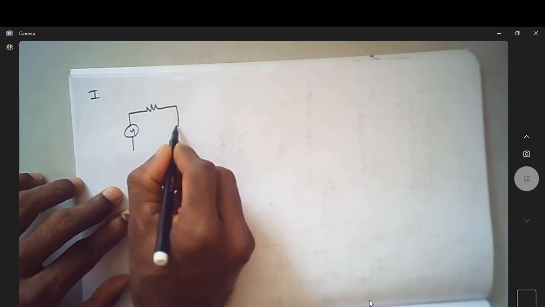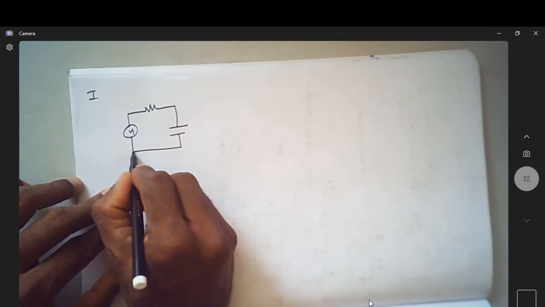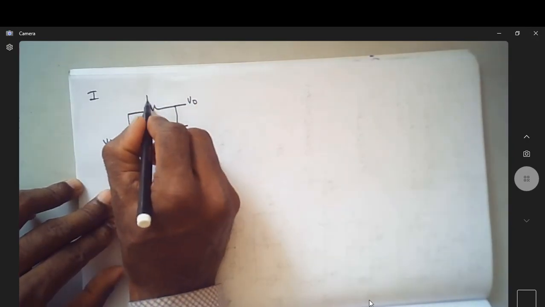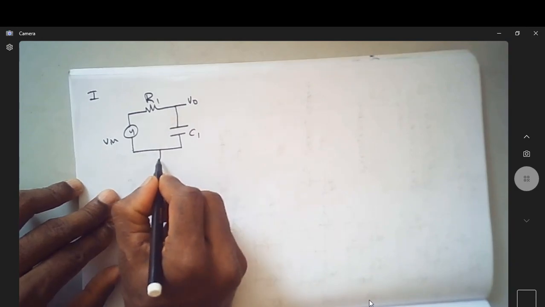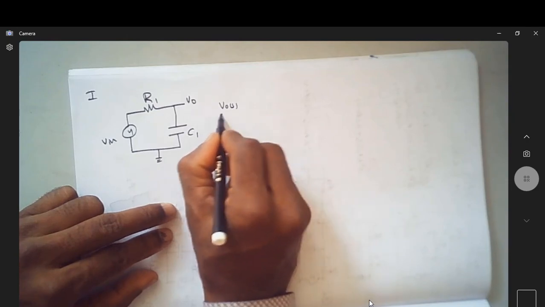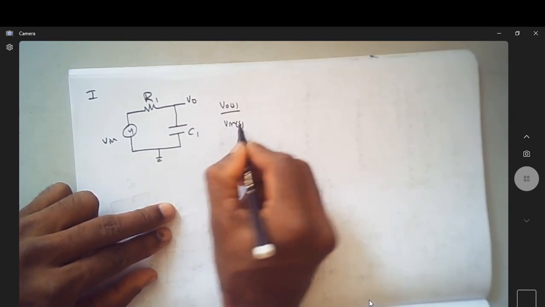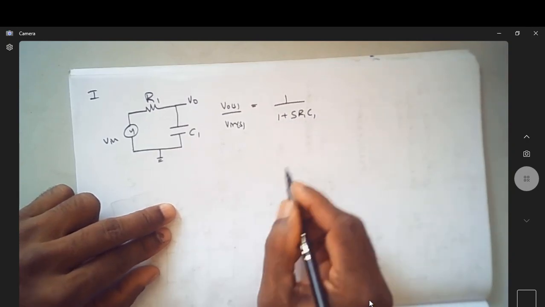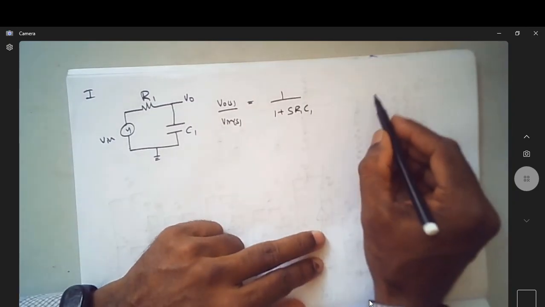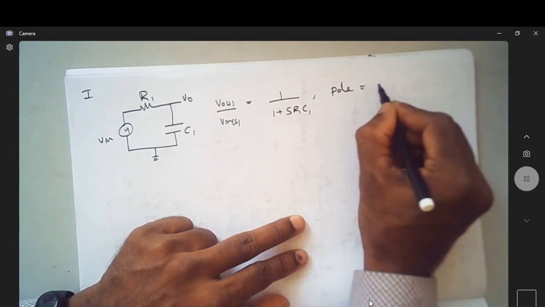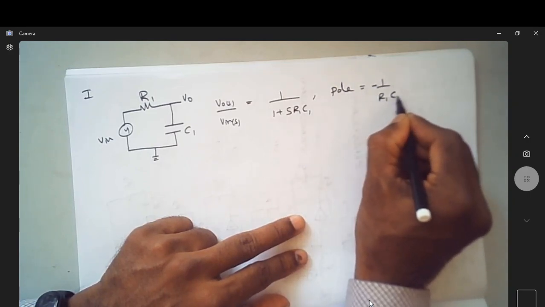So let us consider a very basic RC network, which is a typical low pass filter. Now this is V0, this is Vin. If you say this is R1, C1, this is ground, we actually obtain the transfer function of this, which is nothing but V0 of S by Vin of S equal to 1 over 1 plus S R1 C1. So from this we can know the pole position. So the pole is at minus 1 over R1 C1.